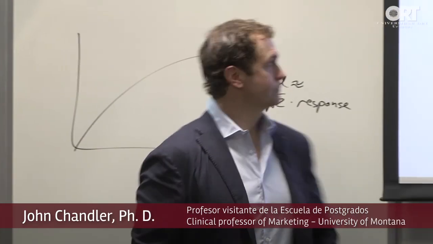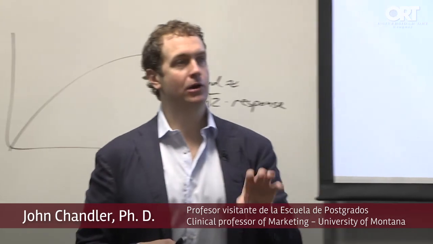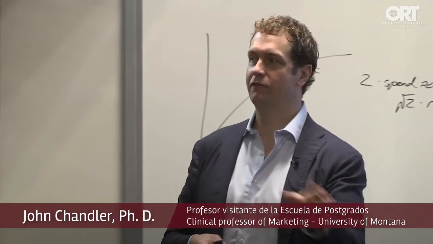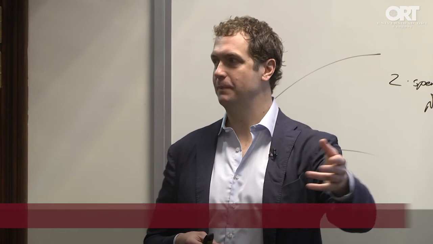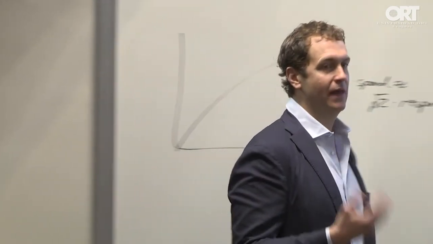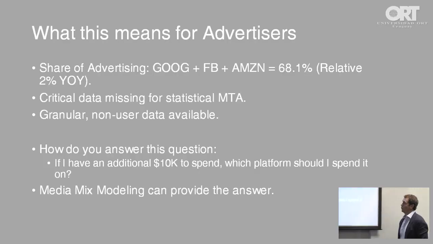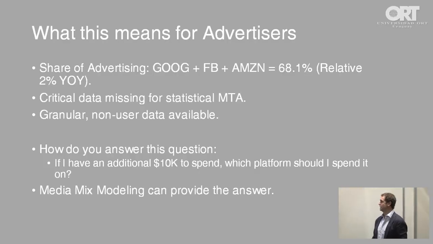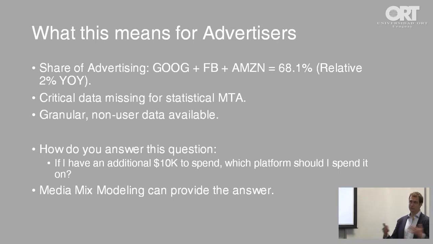And so the question is, what should we do? But we can get this granular non-user level data, right? Google and Facebook have to throw us a bone so we keep spending money. So on the advertiser side, they'll give you daily data by geography, so we can get the raw materials for media mix modeling. And so the question we now have is, if you have $10,000 to spend, what platform should I spend it on, right? Facebook says Facebook, Google says Google. They will both give you data that support their side. But we can use media mix modeling to try to answer that question.